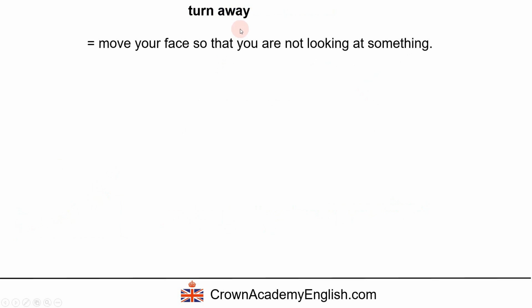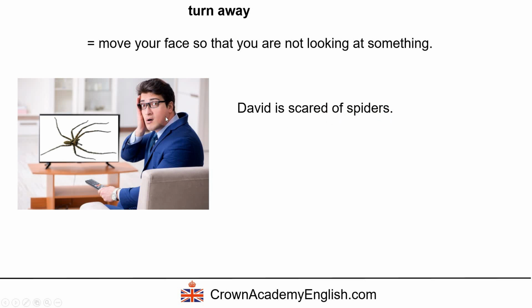Turn away. This means move your face so that you are not looking at something. Example: David is scared of spiders. He turns away from the TV when he sees one. Okay, so whenever he sees a spider on the TV, he turns away. So that's what this action is doing here. He is turning away, moving his face.